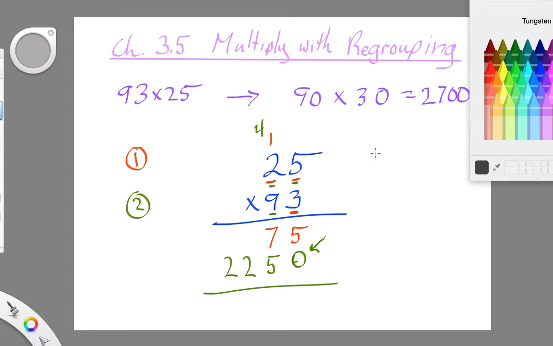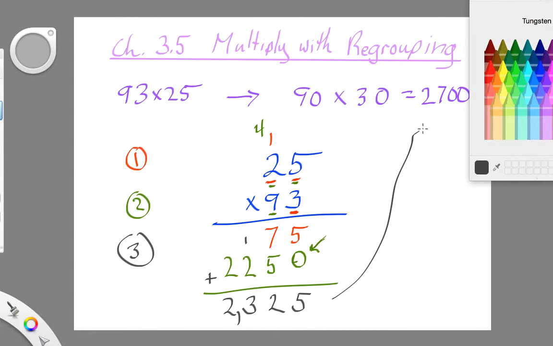Okay, and the last step, the third step, is adding the partial products. And we're going to just go ahead and do that. 5 plus 0. 7 plus 5 is 12. Carry that 1. 2 plus 1 is 3, and then we have 2, and so our answer is 2,325.